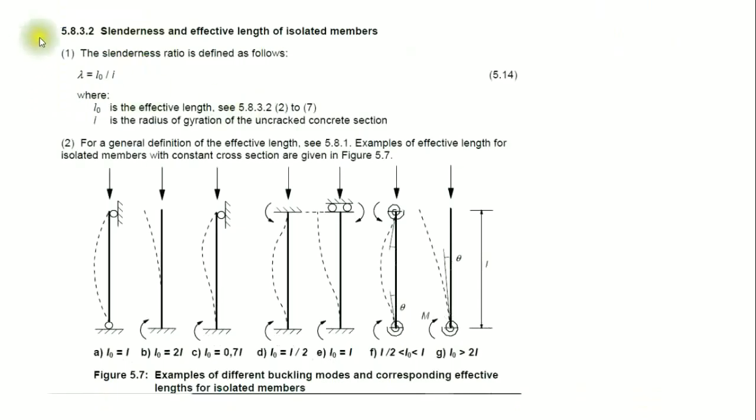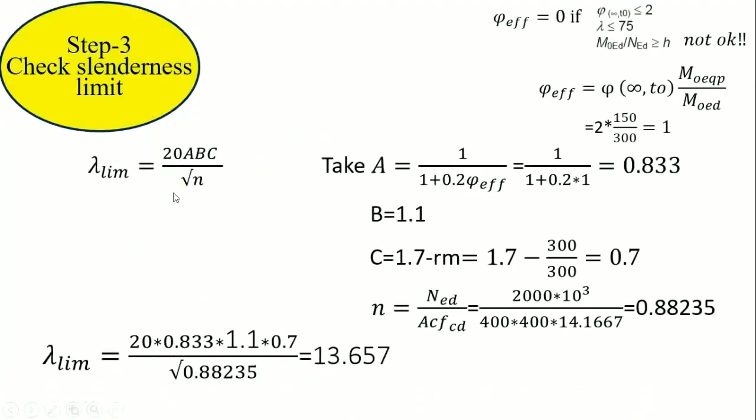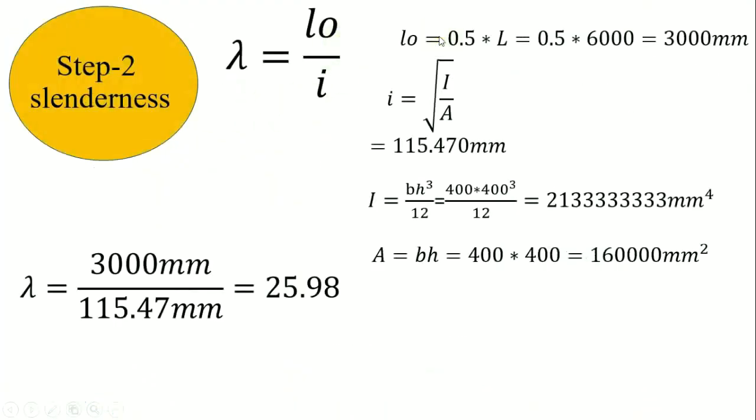Let us see 5.8.3.2, slenderness and effective length of isolated members, in the Eurocode. The slenderness ratio is defined as lambda equal to L naught over i. L naught is the effective length and i is the radius of gyration. So how do we calculate the value of L naught? Let us see our condition: fixed. L naught is equal to L over 2, so L naught is equal to 0.5 times L. According to its support, you can calculate the value of L naught. In our case, L naught is equal to 0.5 times L.